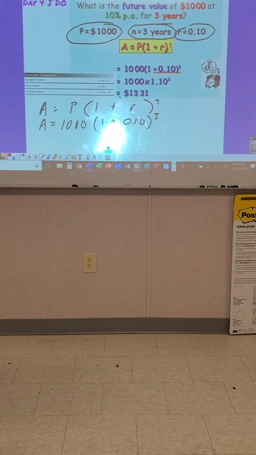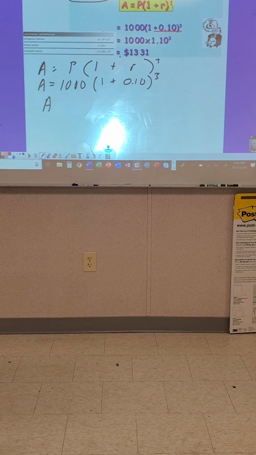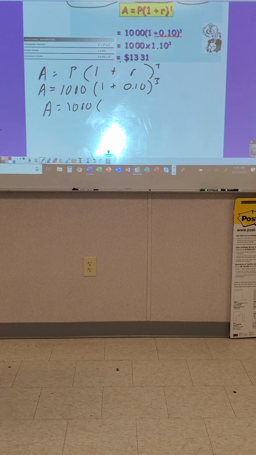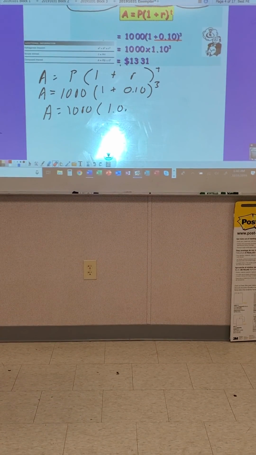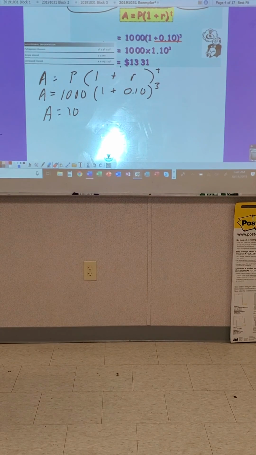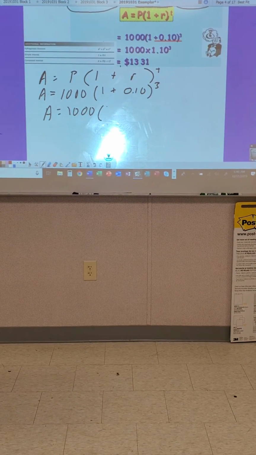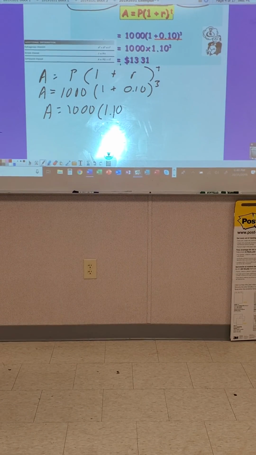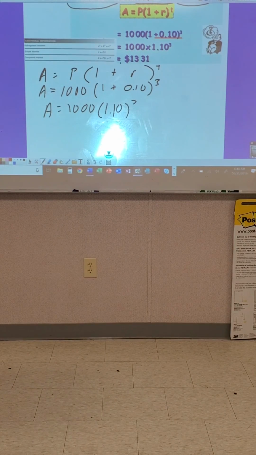So let's go ahead and simplify this a little more. So our amount equals 1,000 times 1.01. Let me clean this up a little bit. Our amount equals 1,000 times 1.0. My bad, 1.10. There we go.